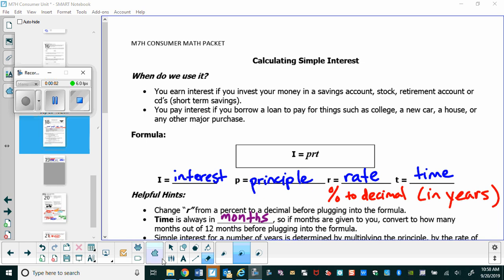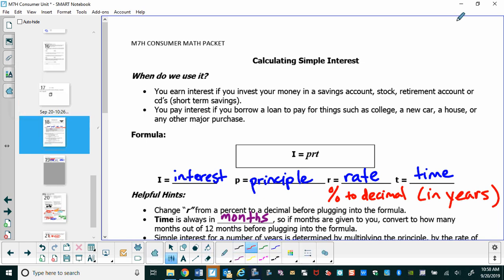So in this video, we're going to be taking a look at simple interest, and we are on page 7 of your packet. I wanted to remind you guys that interest can be both a good thing and a bad thing, depending on how you look at it. If you're saving money, whether it's in your bank account, in stock, your retirement account, or certificates of deposit, that's what CDs are, they're just a short-term savings plan, you like interest in those situations because it's going to add extra money into your account.